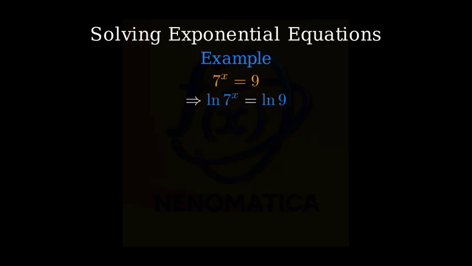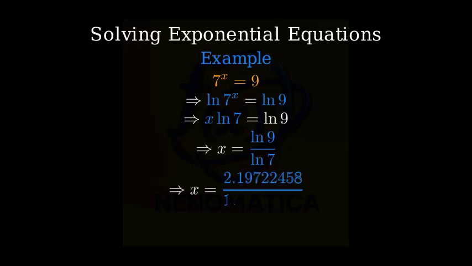Now, we use the logarithm property that states the logarithm of a power equals the exponent times the logarithm of the base. So, ln of 7 raised to x equals x times ln of 7. Next, we isolate x by dividing both sides by ln of 7. This gives us x equals ln of 9 divided by ln of 7. Now, let's compute the numerical value.